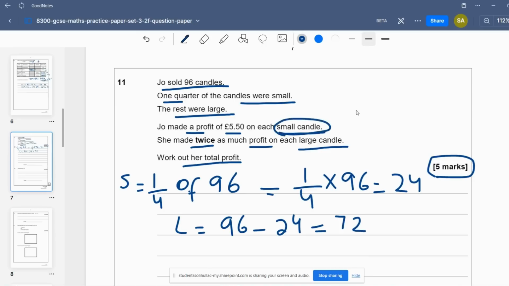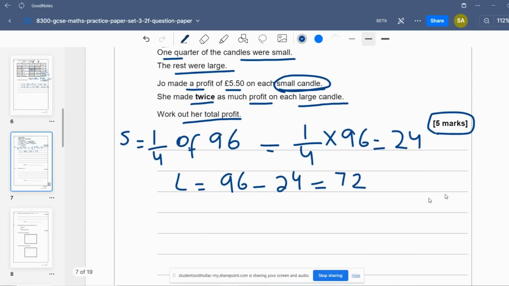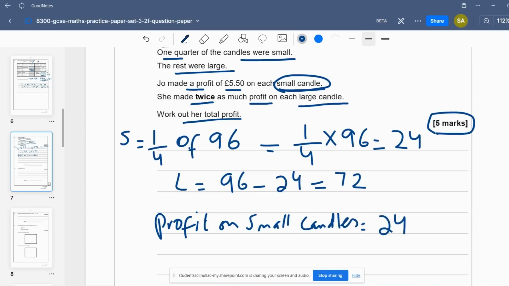Joe made a profit of £5.50 on each small candle. So we need to work out how much profit she made from the small candles, and small candles are 24 here. So to find the profit on small candles, we multiply 24, because that's the number of small candles, by £5.50, and that gives you the profit, which is £132.